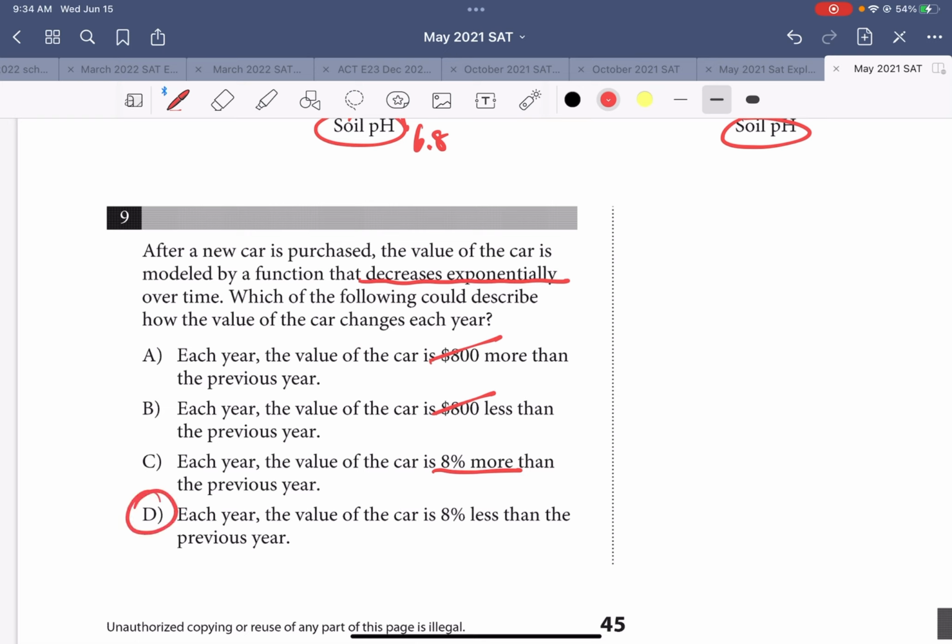So the answer is D. Actually, this one is 8% less, so 1 minus 0.08 to the power of t, and let's say the initial value is P. Okay, that's like the later value. That's how I'm going to do it. That's an 8% decrease, and that's the exponential function. Okay, answer D.